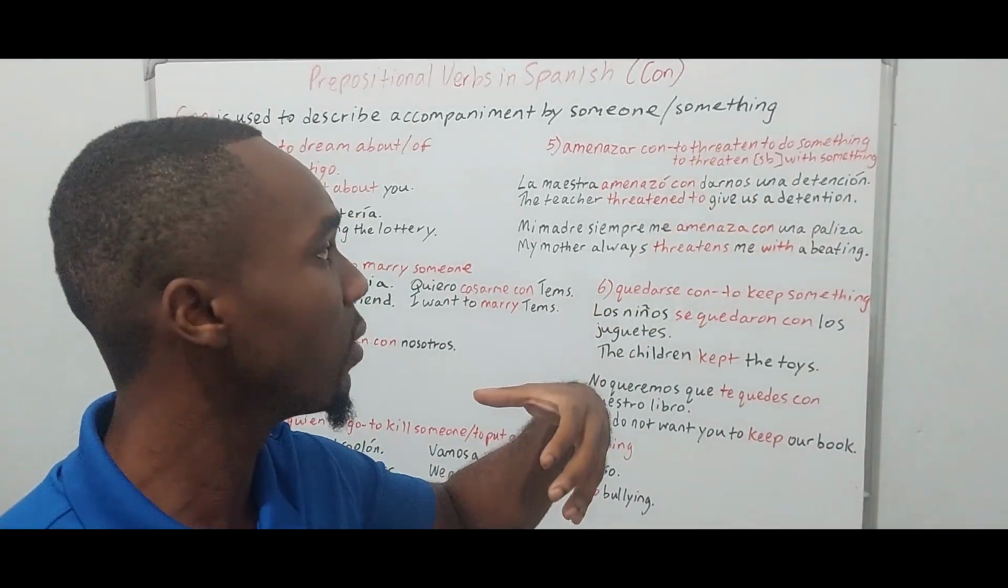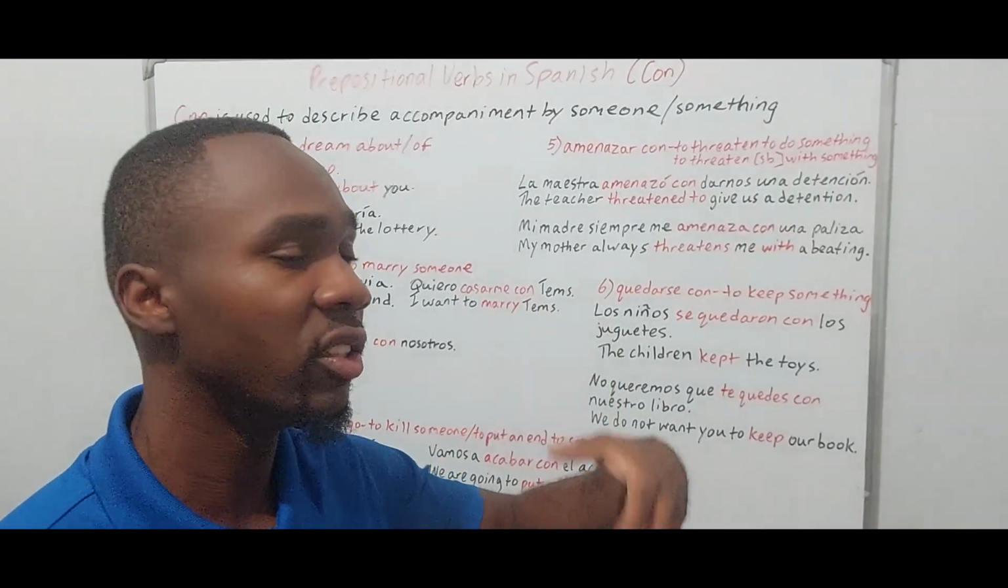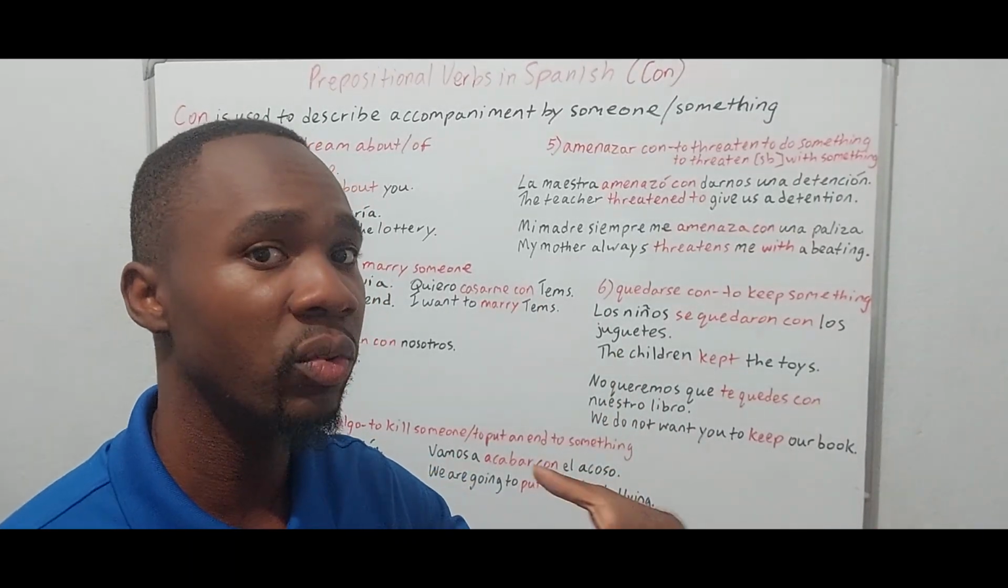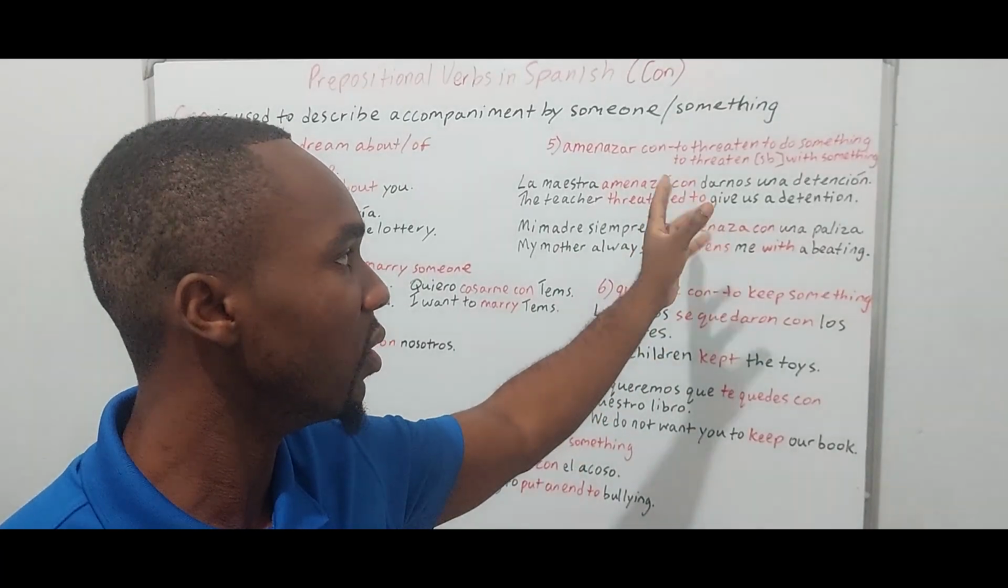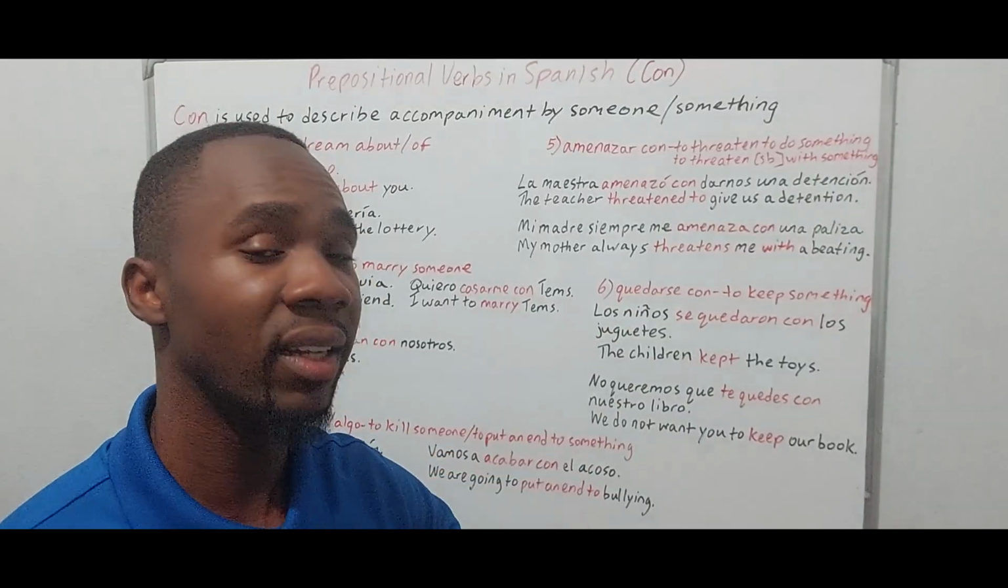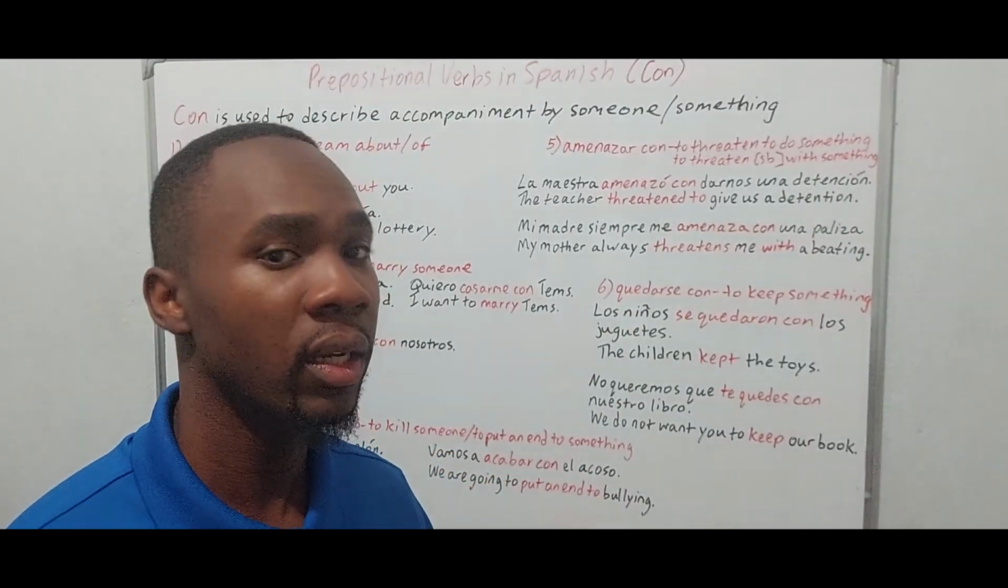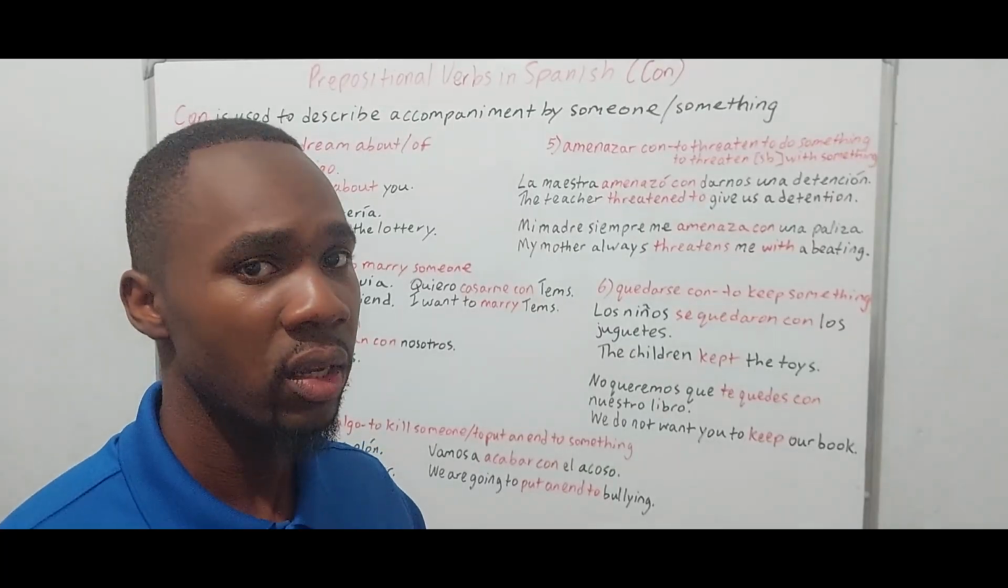So I wanted to give you 2 examples of the meanings. On one hand, we could say to threaten to do something. In that case, we use a verb. And on the other hand, we can also use the second meaning, which is to threaten someone with something. And in that case, we would use the noun, right?